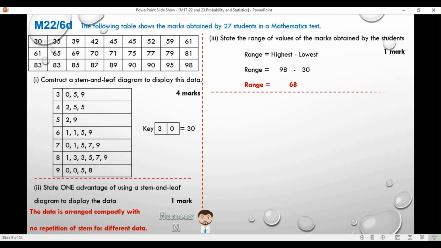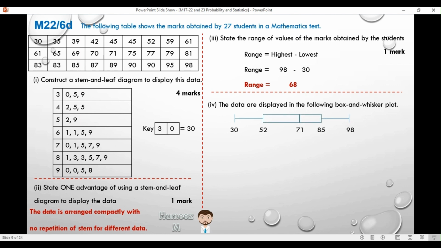Let's go on to part 4, where they're asking, the data are displayed in the following box and whisker plot. The same data. 30 being the minimum, 52 being the first quartile, 71 being the second quartile or the median, 85 being Q3, the third quartile, and 98 being the maximum. State two distinct observations about the data as seen in the box and whisker plot.